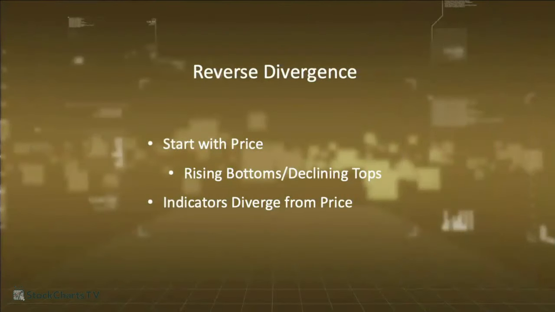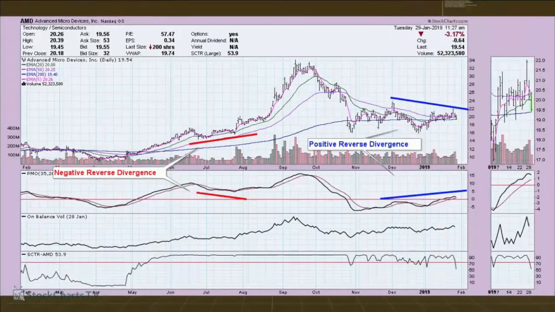Reverse divergences, the best way I can explain is you start with the price, or the upper window, and then you draw your rising bottoms and declining tops on price, and then you compare those to the indicator. So here's an example. We started with price, because remember, there are rising bottoms and declining tops. Those are the two things we look at in technical analysis.